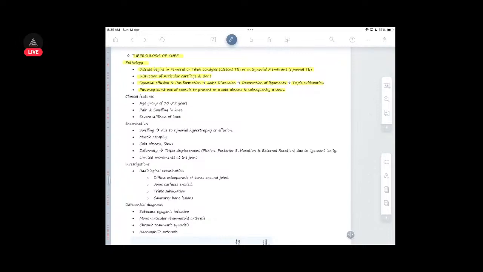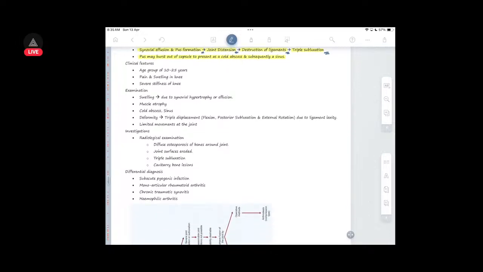Okay, so synovial effusion is there. Pus will be formed. Joint will be distended. Ligaments will be destroyed, and triple subluxation. I think triple subluxation is flexion, posterior subluxation, external rotation. I think so.